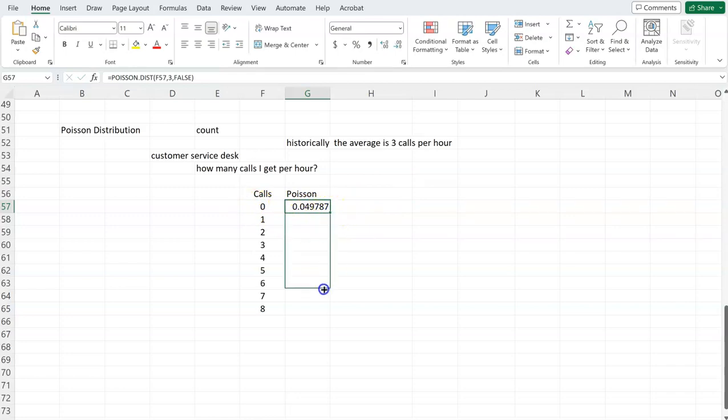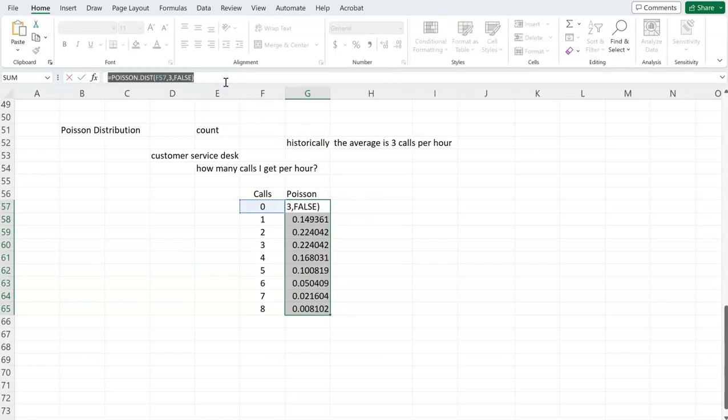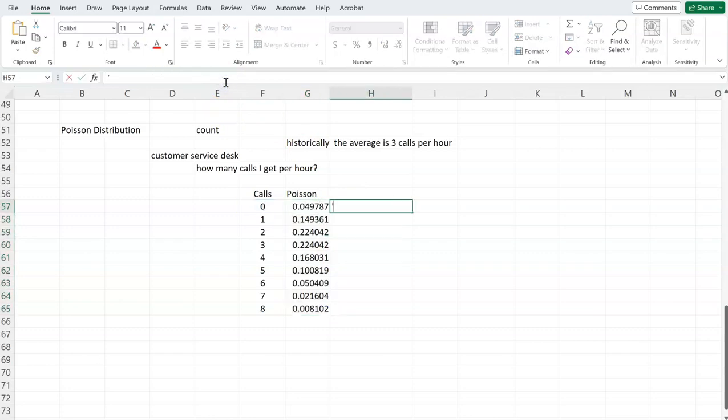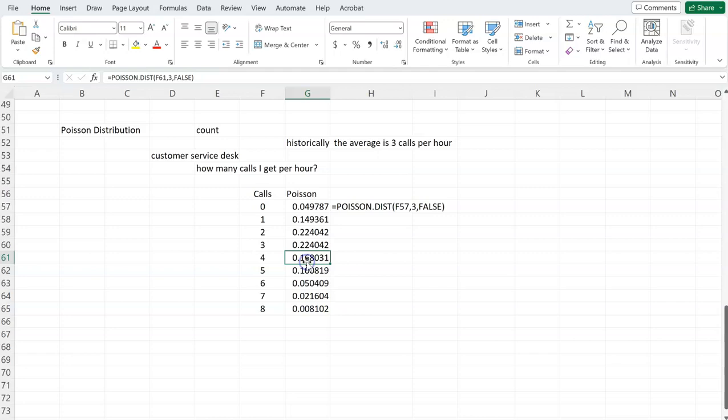And if I copy all this down, I get all the different probabilities. So this is telling me the probability that, let's say, there is a 16.8% chance that I may get 4 calls in the next hour. There's a 2.1% chance I may get 7 calls in the next hour.